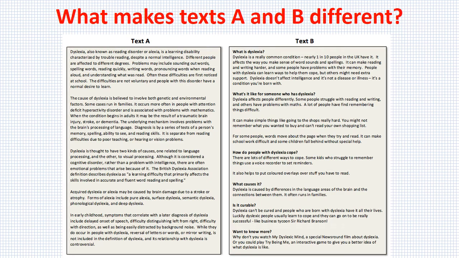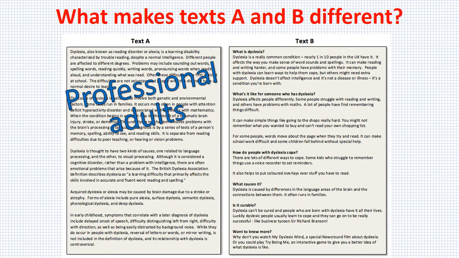Texts A and B are very different. It's easy to see that A is aimed at a well-educated adult audience, whilst B is appropriate for children. But how do we know? What is it about these texts that make them appropriate for these groups?